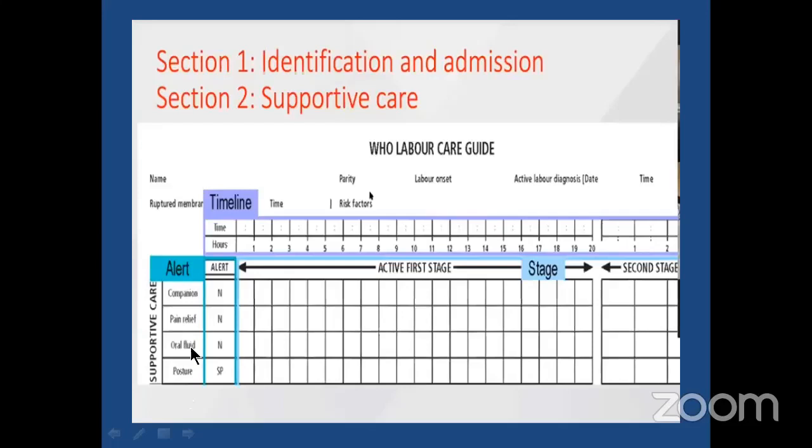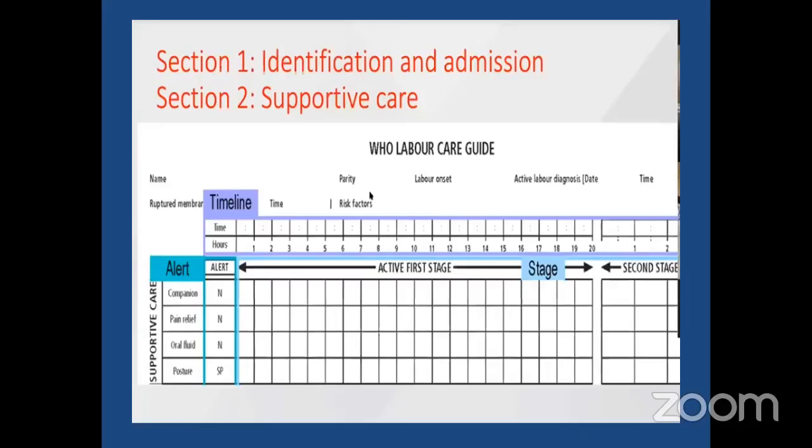Then comes oral fluid, and then comes posture. So do not let her keep lying in the supine posture. This should be changed. And these abbreviations are all just beside the alert. The abbreviations that are given are all elaborated at the end of this partogram.